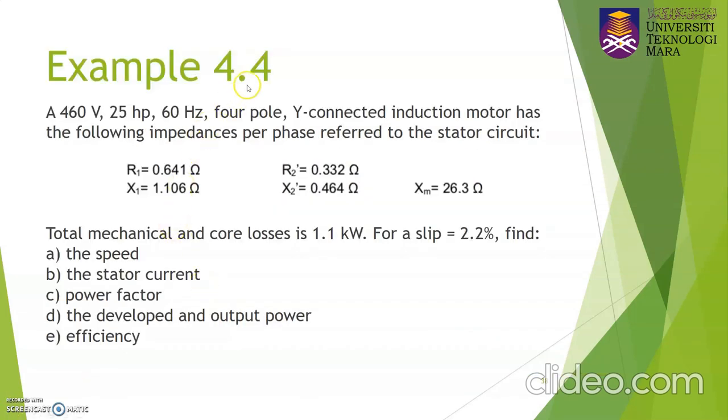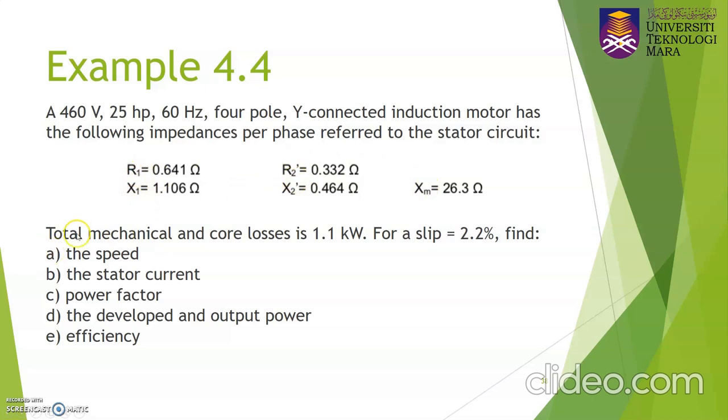So for example 4.4, the question here: you have a 460 volt, 25 horsepower, 60 hertz, 4 pole, Y connected induction motor with the following impedance per phase referred to the stator circuit. In this case, this is the V line to line. So for the calculation, you need to convert from V line to line to V phase first, since it is a Y connected induction motor. This is all the values that refer to the stator circuit.